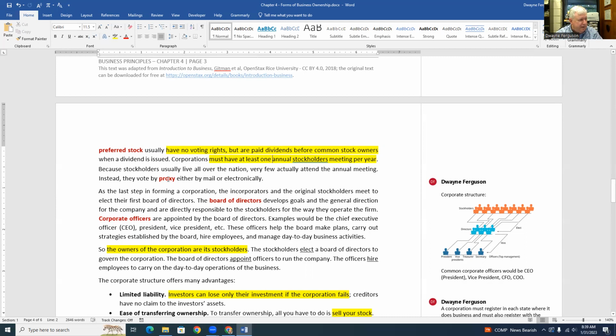So you can vote by proxy. They'll send you in the mail or in your email a way to vote electronically without having to attend the meeting. So that's voting by proxy.